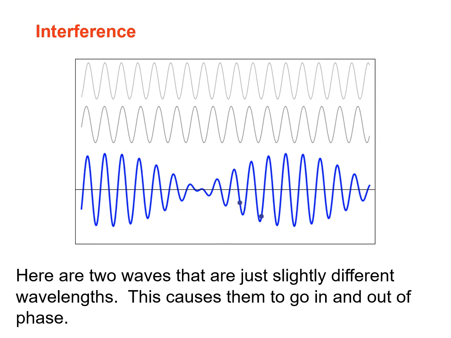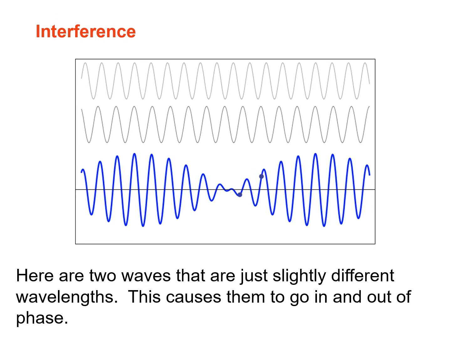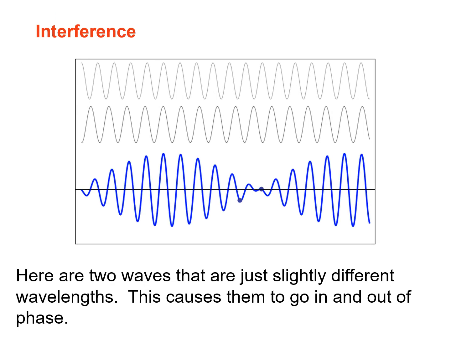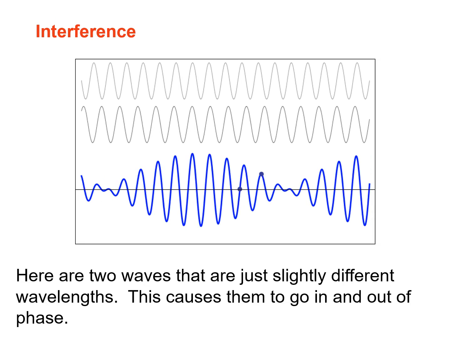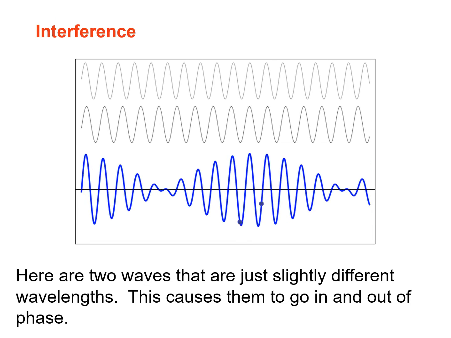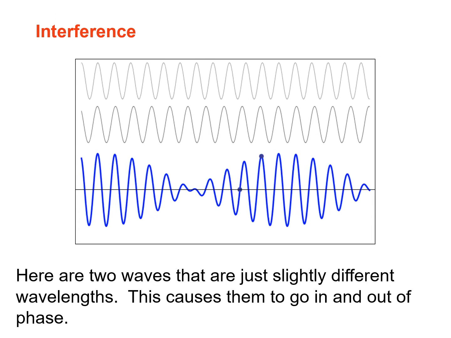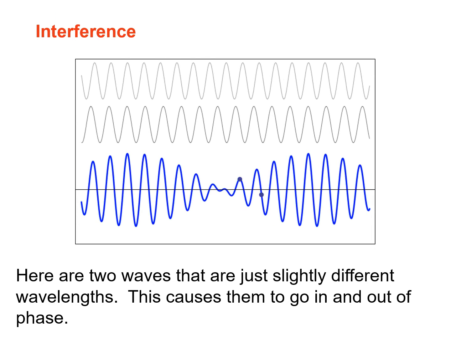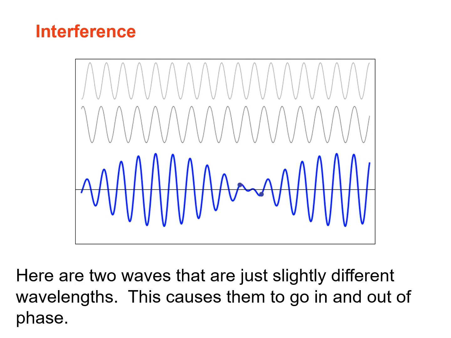At the top of the screen are two waves that are just slightly different wavelengths. If they happen at the same place in time, then they go in phase part of the time and out of phase part of the time.